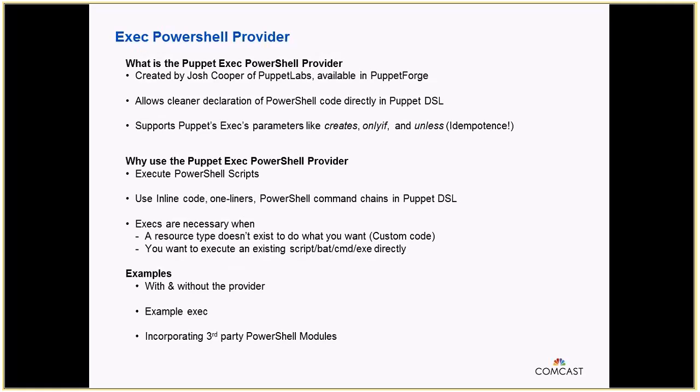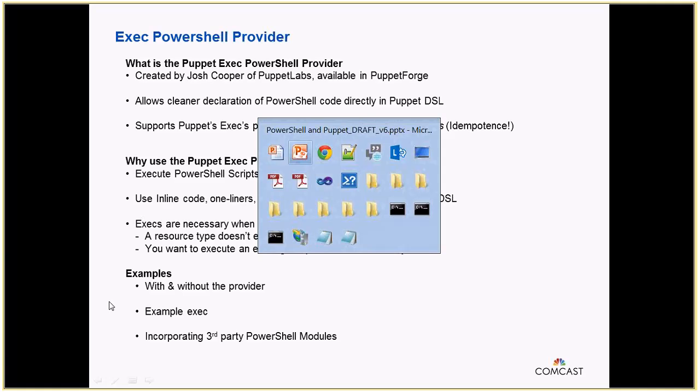Before the PowerShell provider, Puppet really only executed things at the command shell, like batch scripts or CMD scripts. If you wanted to execute a PowerShell prompt or PowerShell script, you had to do a little bit of magic with specifying it. Let me show you how that looks.